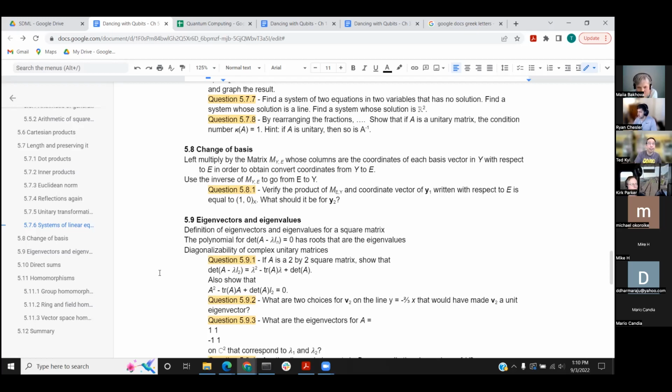I don't know. Anything else? Any questions or comments in terms of change of basis? I know we're going to do it. I don't know how important it is exactly for the quantum stuff later.